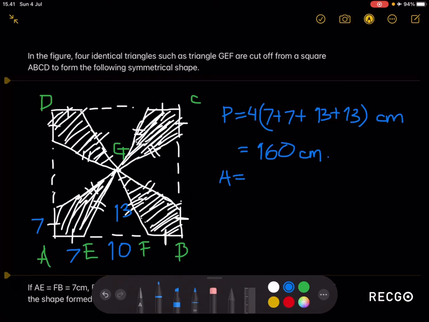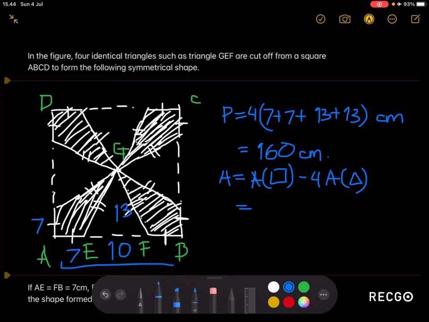Now for the area. For the area, it will be just the area of the initial square minus 4 times the area of one triangle here, as said in the question, because the shape here is formed by cutting 4 identical triangles from a large square. So that's how we get this little formula here.